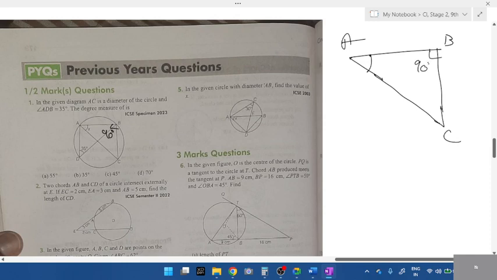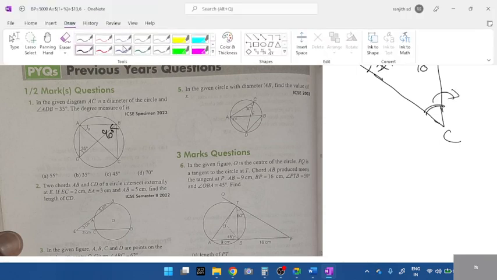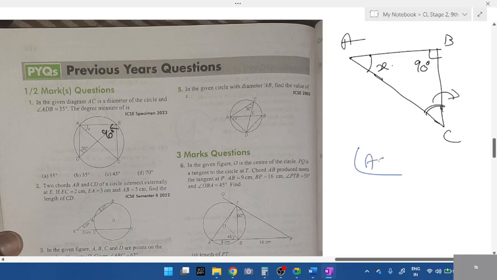If this is 90 degrees, to find X we need this angle C, right? All of you will respond. We need this angle, ACB. What about AB? What is AB? AB is the arc, right? On the same arc, there is another angle formed, ADB. If ADB is 35, ACB also will be 35 degrees.